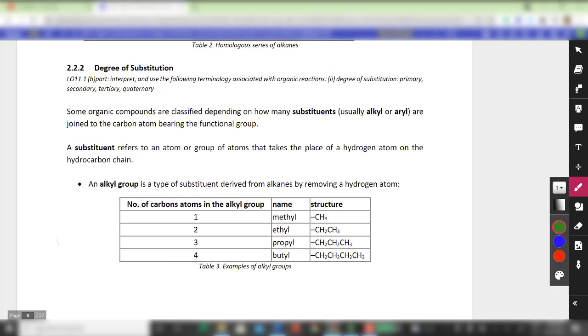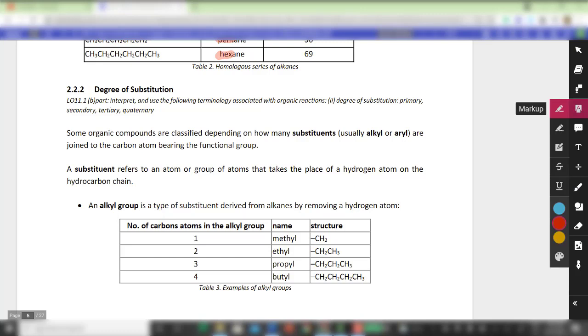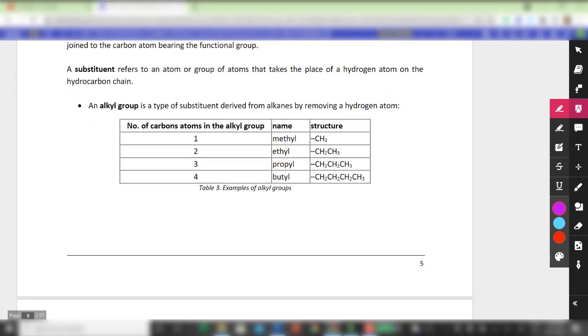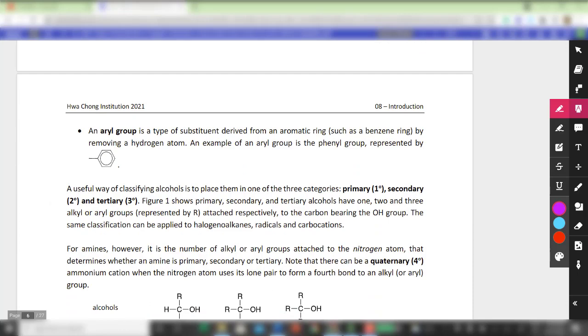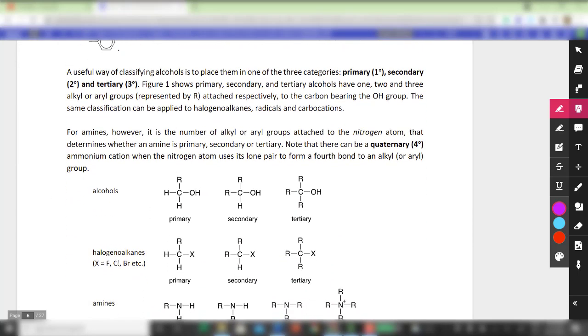The degree of substitution is relatively important in the context of organic chemistry. So especially these particular terms: primary, secondary, tertiary, and quaternary. Yeah. So maybe I'll just use one example to highlight this to you. For example, for alcohols, you classify them as primary, secondary, or tertiary.